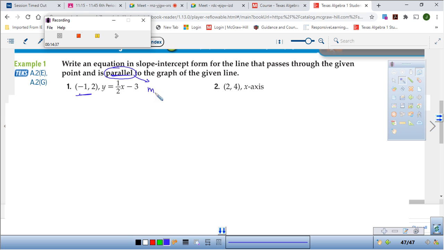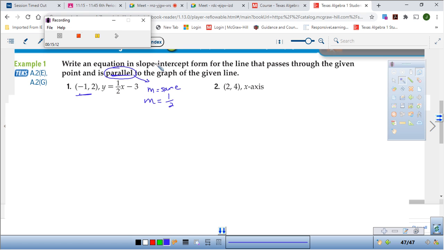Appreciate it, brother. So let's identify my slope, right? The slopes have to be the same. So what's my slope for this one right here? Anybody see your slope? What's my slope, guys? Come on. 1/2. Perfect. Now, Leilani, no x, okay? It's just half.